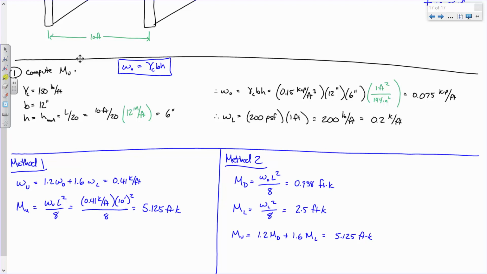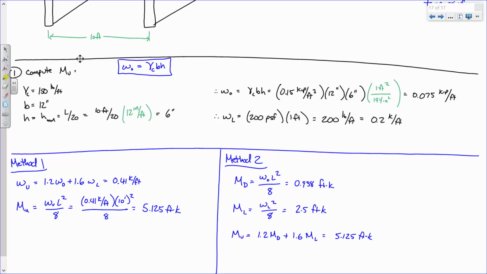Okay. And what do we know about our slab? We know that B is 12 inches. We know that H is 6 inches. What about D? We didn't talk about D. Well, whenever you're doing a slab, you can basically say that's the height minus about 1 inch. So you can say that's 5 inches.